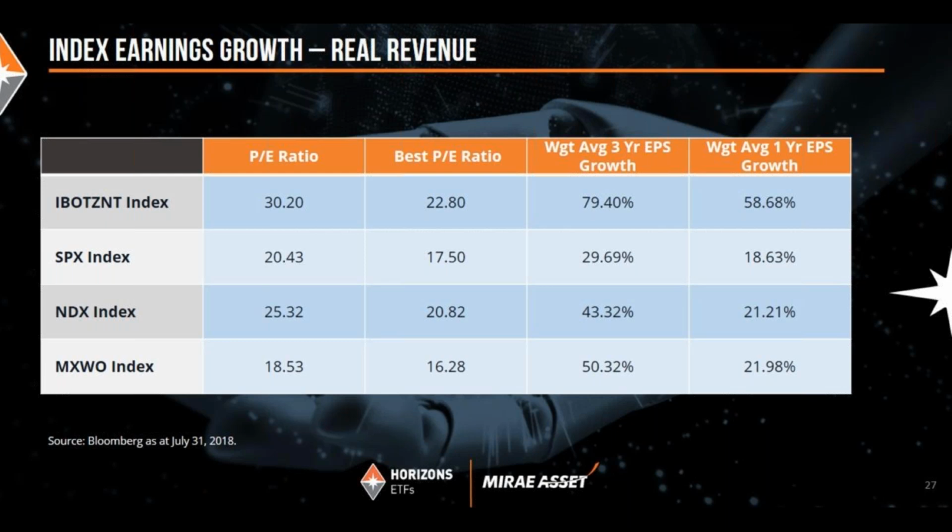The average PE ratio going forward is about 22.8 on the BOTS index. Now that's high, but that's supported by an earnings growth of 58.68. If I compare that to the NASDAQ, you're in a similar sort of range. The NASDAQ is looking at about a 20% annualized one-year earnings per share growth. So these companies continue to grow their earnings, which really supports those valuations.